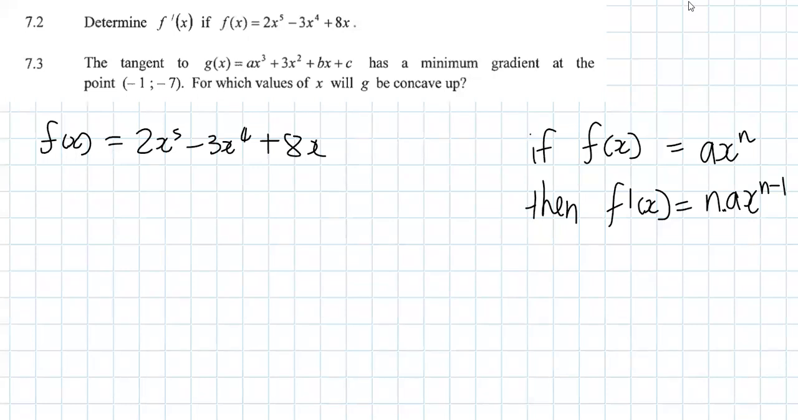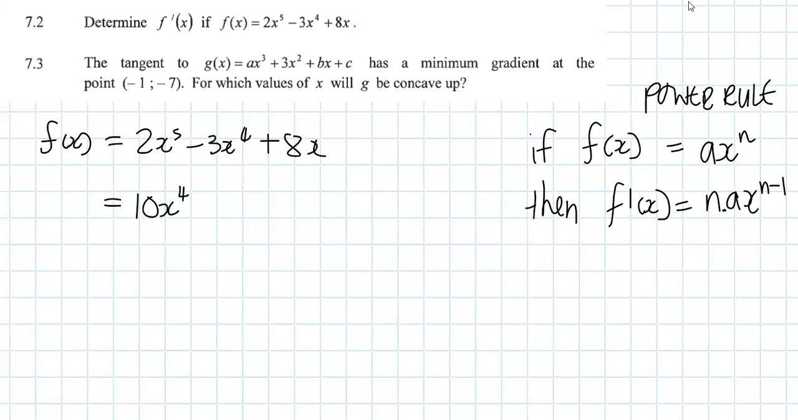Number 7.2, now we can use our power rule. So the power rule states that if f of x is some sort of a value, x to the power of n, then our first derivative, our f dash of x, will be that original n times by the a value, and then you minus 1 from the n value. Okay. So in practice, it's 5 times 2 is 10. 5 minus 1 is 4.